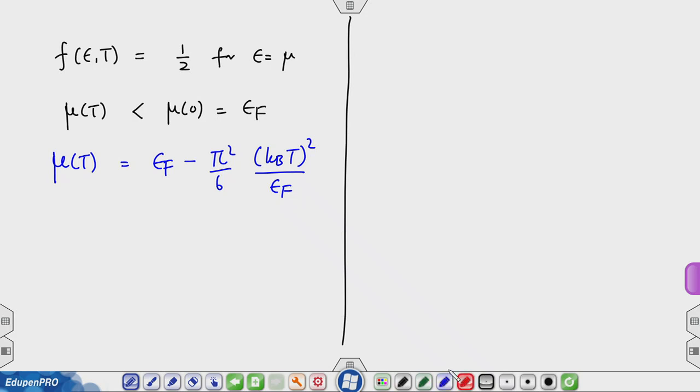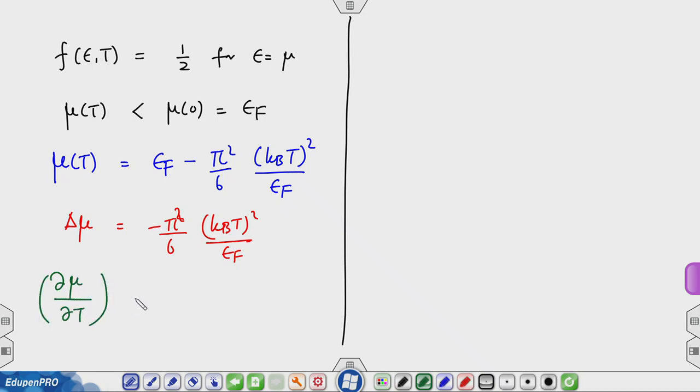So delta mu as a function of temperature is minus pi square over 6 kB T square over epsilon F. It changes quadratically with temperature, and d mu dT is equal to minus pi square over 3 kB square T over epsilon F.